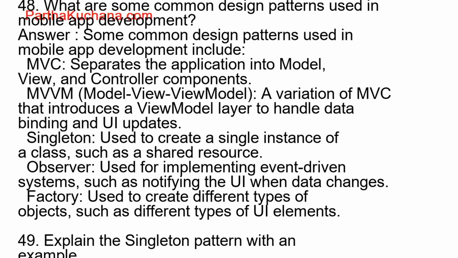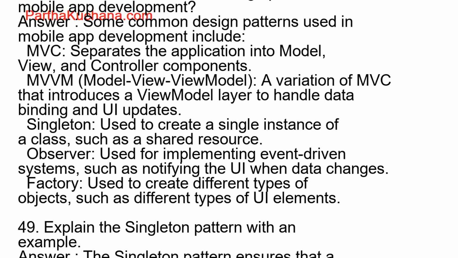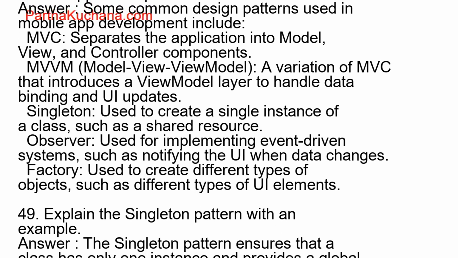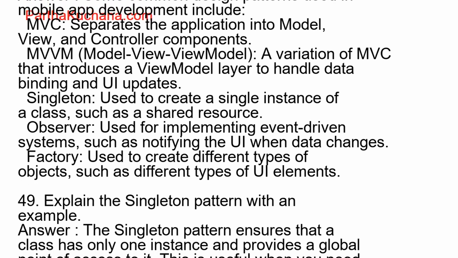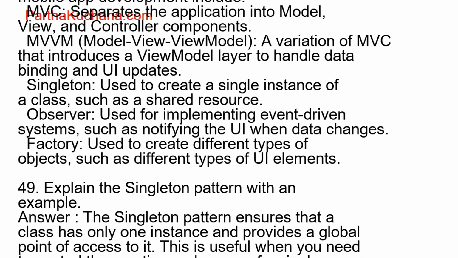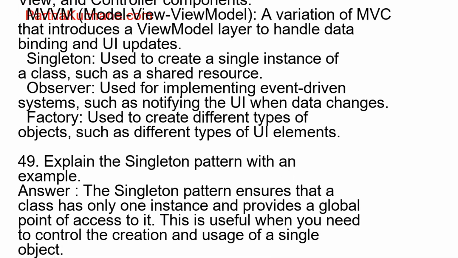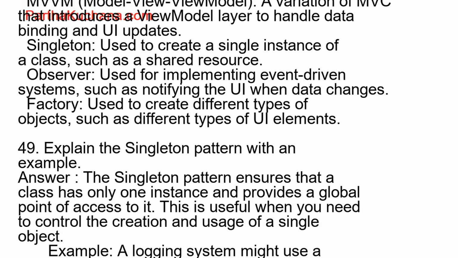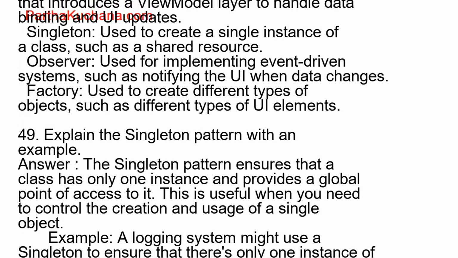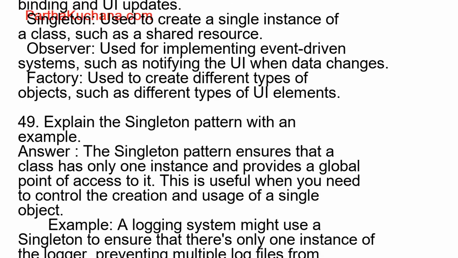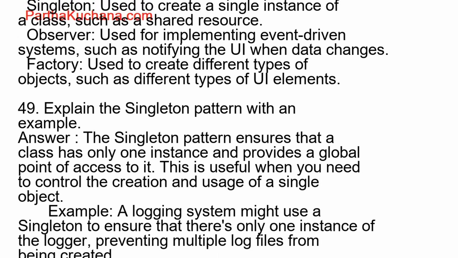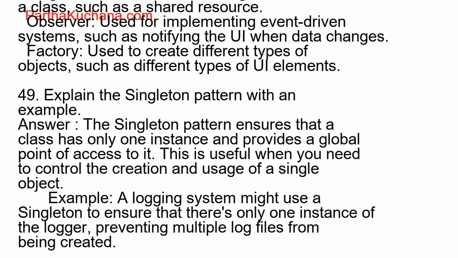49. Explain the singleton pattern with an example. Answer. The singleton pattern ensures that a class has only one instance and provides a global point of access to it. This is useful when you need to control the creation and usage of a single object. Example. A logging system might use a singleton to ensure that there's only one instance of the logger, preventing multiple log files from being created.